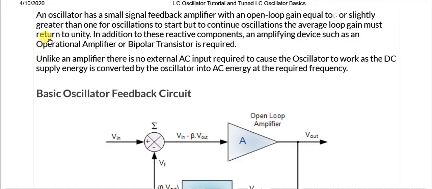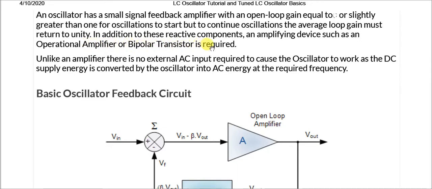That means the gain AV is equal to 1, means output is equal to input. That is the ideal situation. So unity means that normally AV we write as the output to input voltage ratio. So if both are equal, then we get unity. In addition, these reactive components, that is the XL and XC reactances, have got the capacitor and inductor. An amplifying device such as an operational amplifier or bipolar junction transistor is required. So the operational amplifier is the one which performs the operation of addition or subtraction, while we have done this bipolar transistor amplifier in the past.